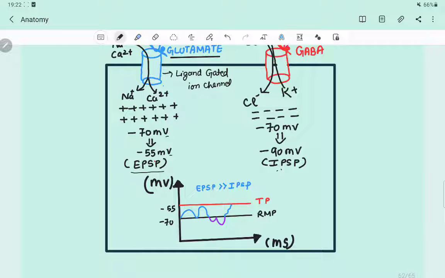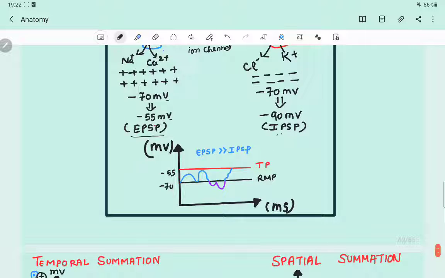The EPSPs are always greater than IPSPs. This is the basic graph through which we can see that only if the EPSPs reach the threshold potential, then only the cell will go towards the state of depolarization. Before that, it will not be in a state of depolarization, which is called the all or none phenomenon, the all or none principle. Let me write this: all or none principle. Right.